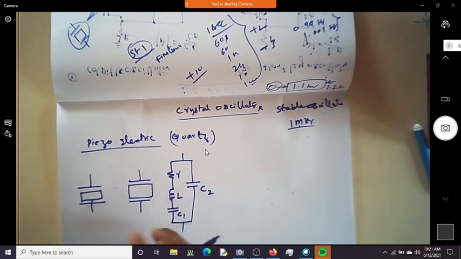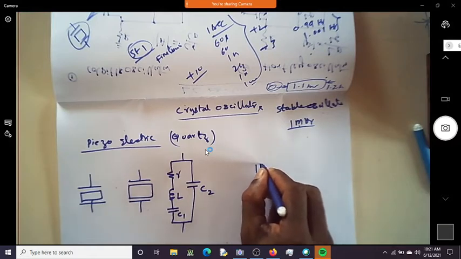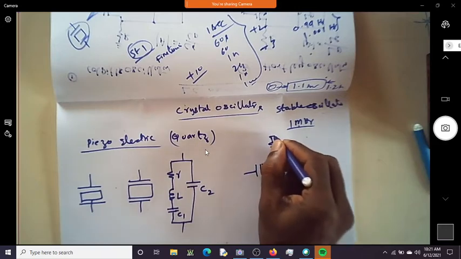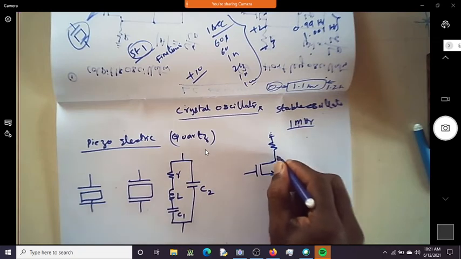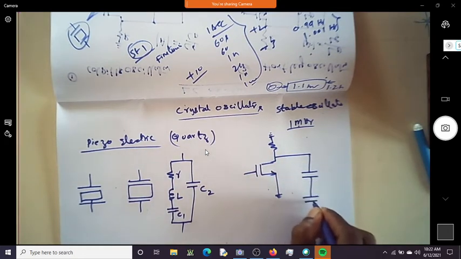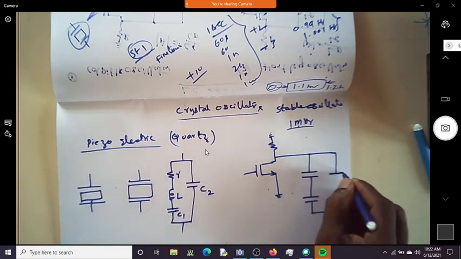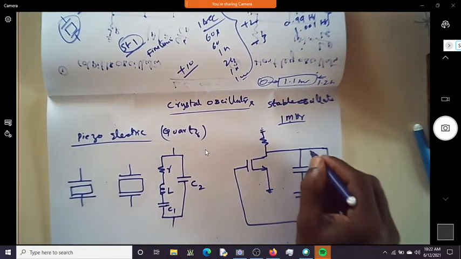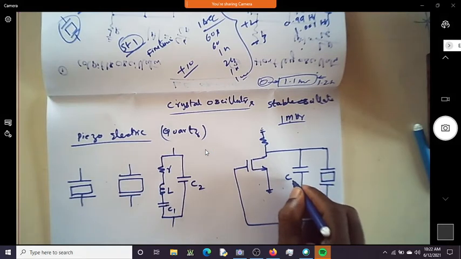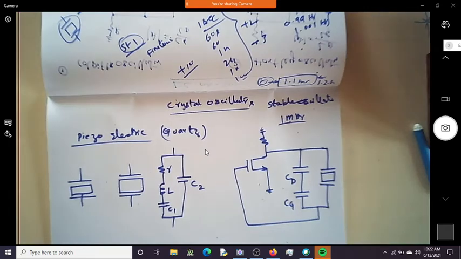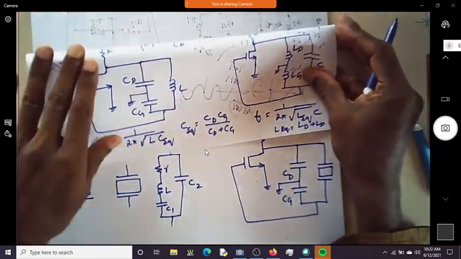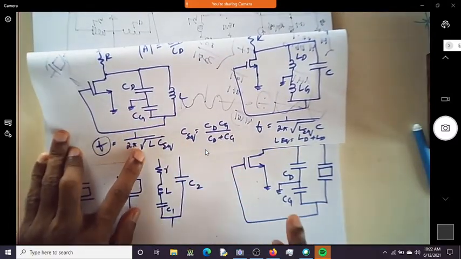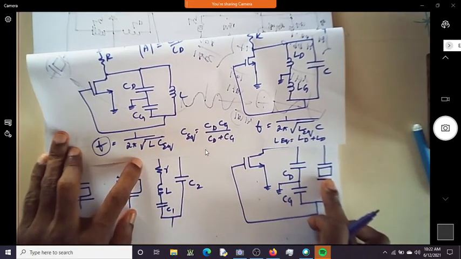This will be used as a part of your Colpitts oscillator, meaning I will write the Colpitts oscillator as it is. So this is my Colpitts oscillator amplifier. I'll ground it. I will have the same CD, CG, and instead of having the inductor, I'll have a crystal. This is a crystal. This is again C. What is this? CD, CG, this is my crystal. As usual, it's grounded. If you compare these two circuits, are they 100% same? Except that the inductor is replaced with the crystal.